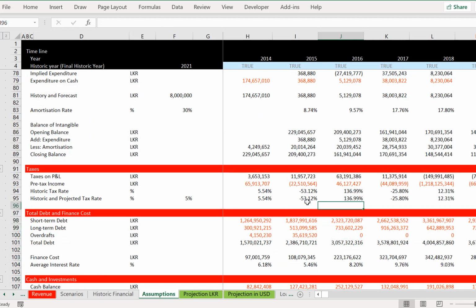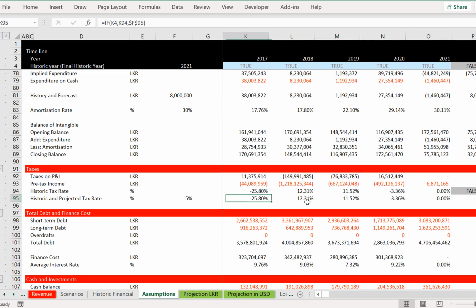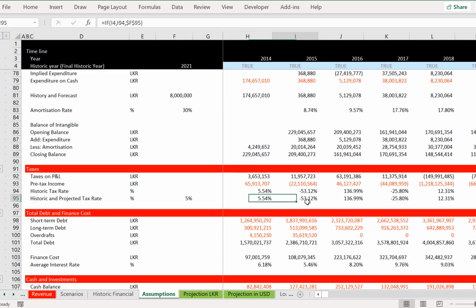The other thing my friend asked, a brilliant question: what in the heck do I do with taxes? Well, we have minus 53. We take the pre-tax income and divide the taxes on the profit and loss by the pre-tax income, and it varies all over the place.